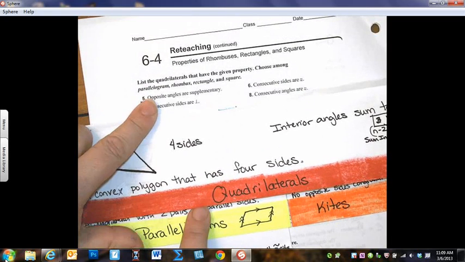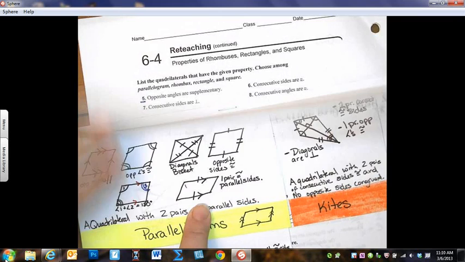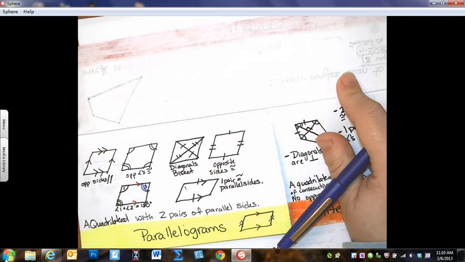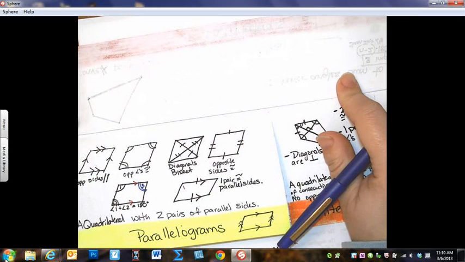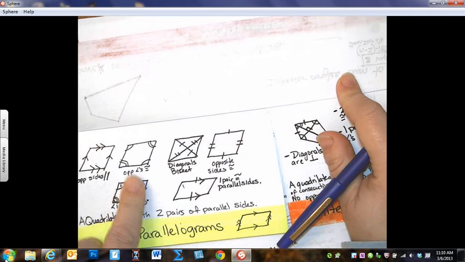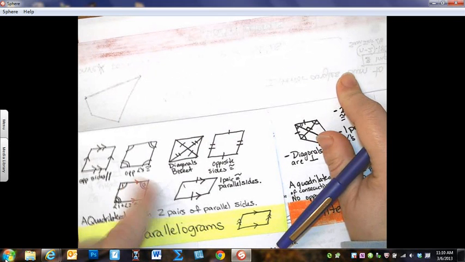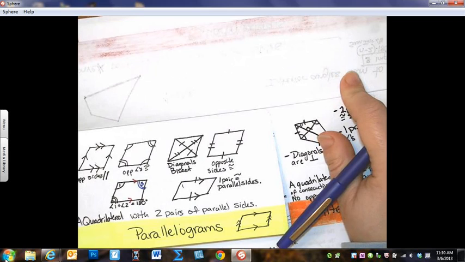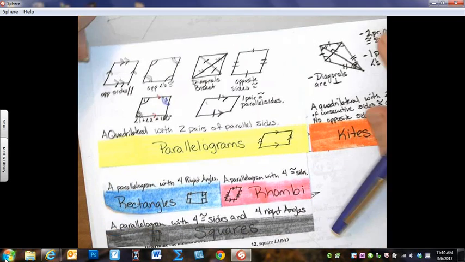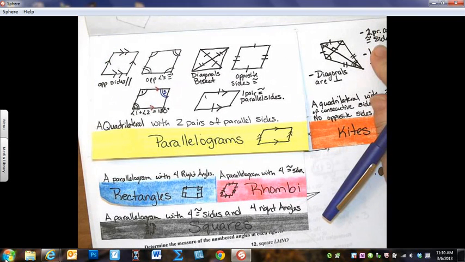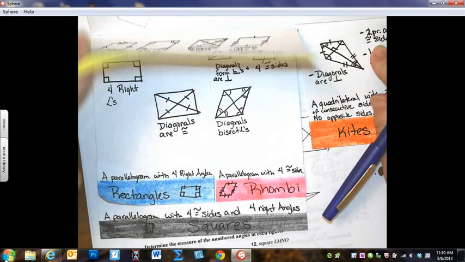No. How about on this page? Do we have it on there, opposite angles are supplementary? Well, it's right there. So how do I know which shapes have that as a characteristic? And do you remember why we did this flip book? I shared with you that anything that will lift this page has that property.